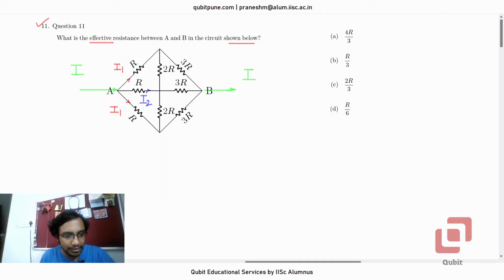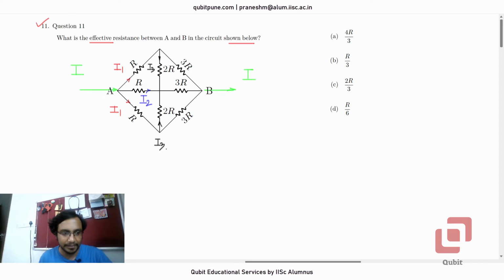Let me choose a different color. Let me use green color now, but don't get confused with the outer one. Better let me use black color there. So this is I3, the one that is coming downwards from that junction. So we must show the same current in the opposite direction here as well. So that is I3.